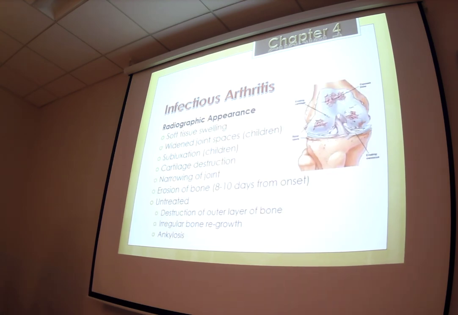Radiographically, you're going to see soft tissue swelling. In children, you're going to end up seeing a widened joint space and even subluxation. Also, you're going to see some narrowing of the space as that cartilage gets worn away. And that bone erosion, like I said, will take place about 8 to 10 days from onset. If it goes untreated, you're going to have a destruction of the outer layer of the bone, and then you're going to get that irregular bone growth. You can also end up with ankylosis.